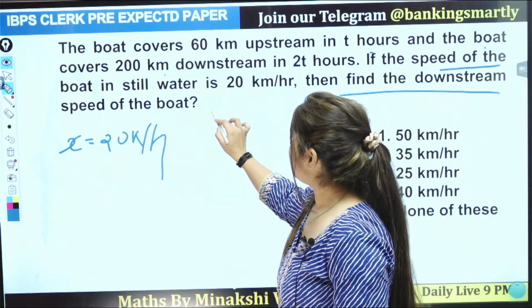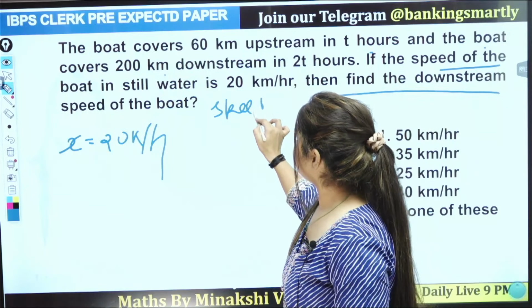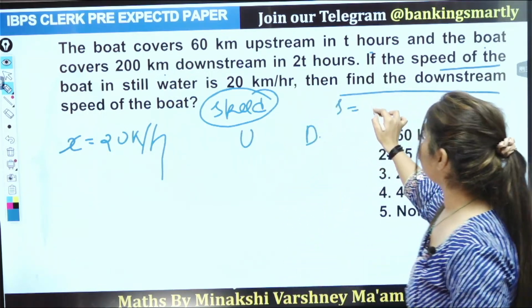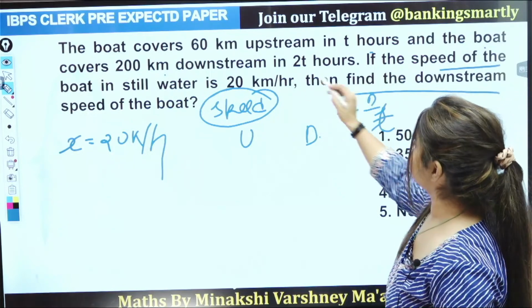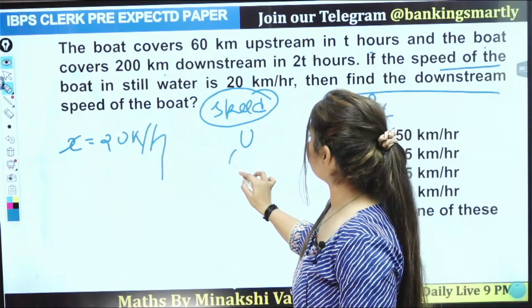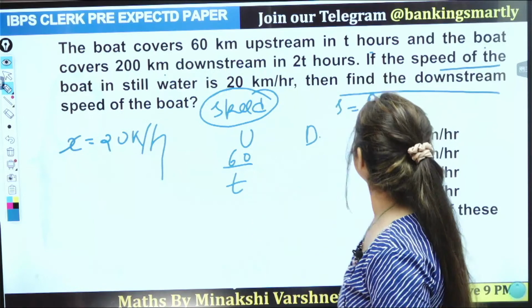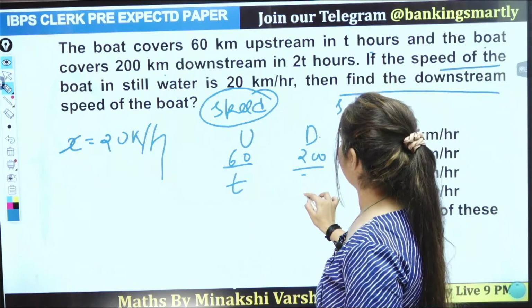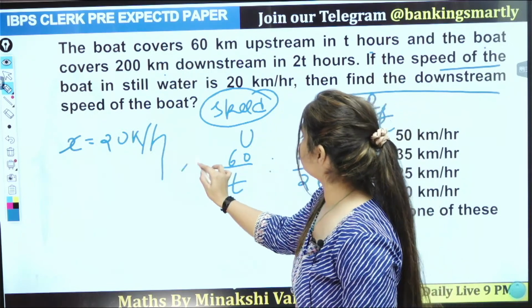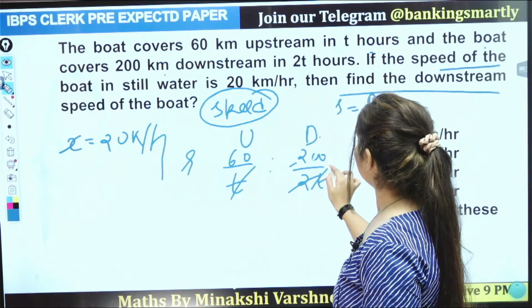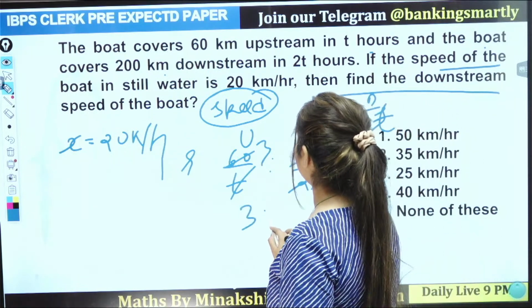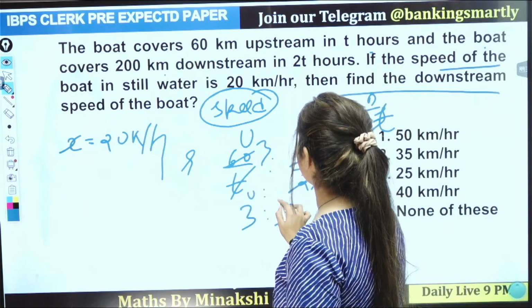Why? If we are taking the ratio of the speed, upstream and downstream. So speed is equal to what? Distance upon time. So distance in the upstream case is 60 kilometer and they are covering it in T hours. And the boat covers 200 kilometer in 2T hours. So the ratio between the speeds is, T cancels, 60 by 200. That means 2 3s are 6 and 2 5s are 10, so 3:5 ratio between upstream and downstream speed.